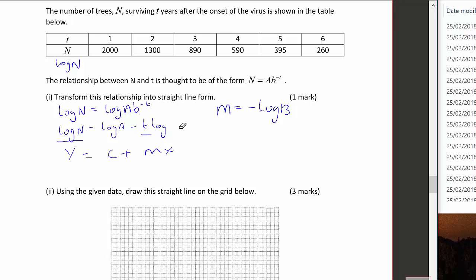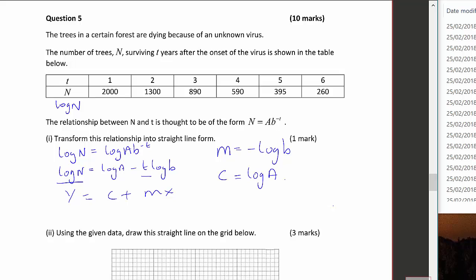And I'm using a capital B. I should use a small b. Can't mix these things up. And c is equal to log a.